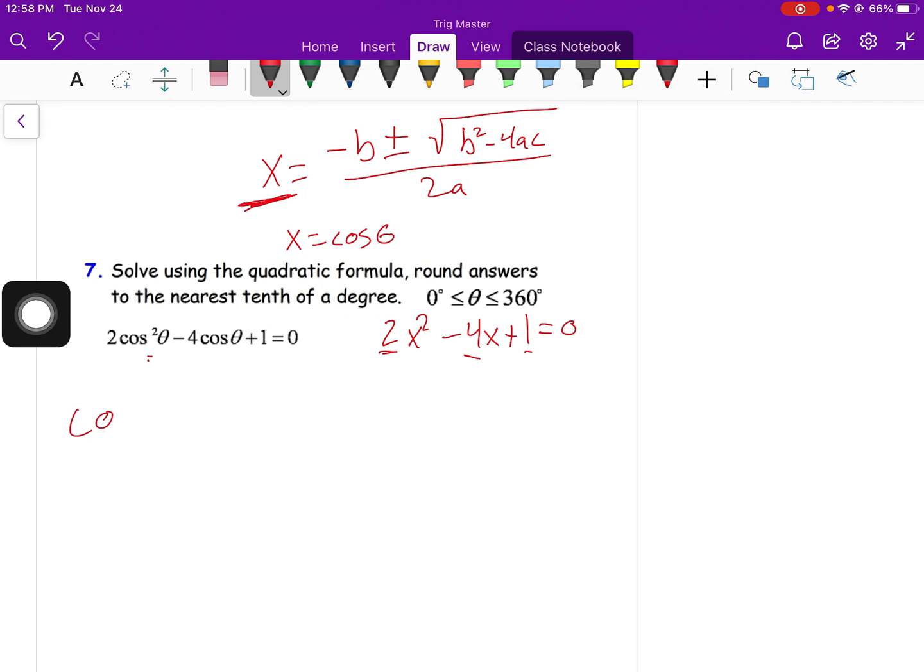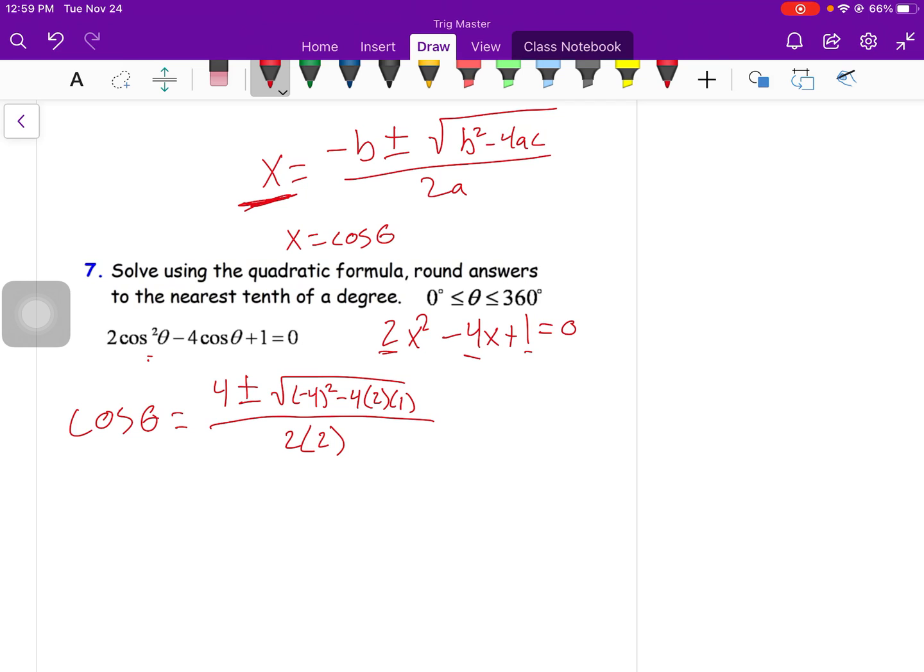So what I actually have is cosine of theta is going to equal the opposite of b, which is a positive 4, plus or minus the square root of b squared, so negative 4 squared, minus 4 times a, which is 2, times c, which is 1, all over 2 times a, which is 2.